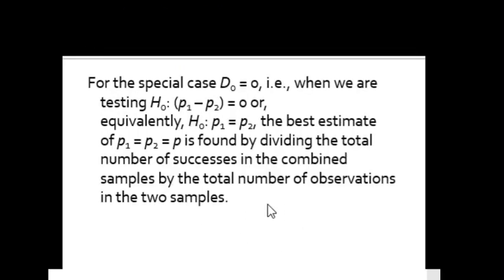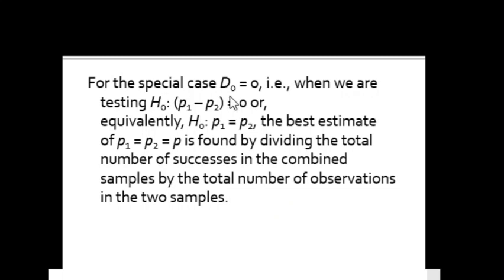So for these cases, we have a slightly different test statistic, and the rest of the test, the p-value, how to find the decision and conclusion would still stay the same. Okay, so let's first start with the special case when the D0 value is 0.